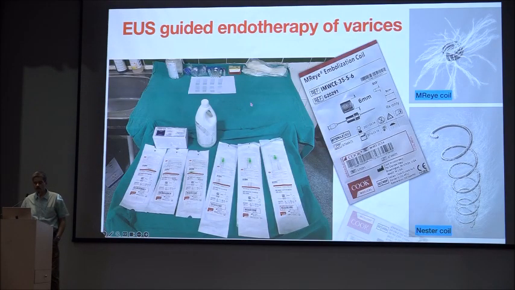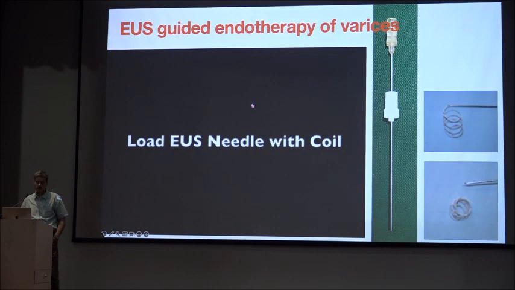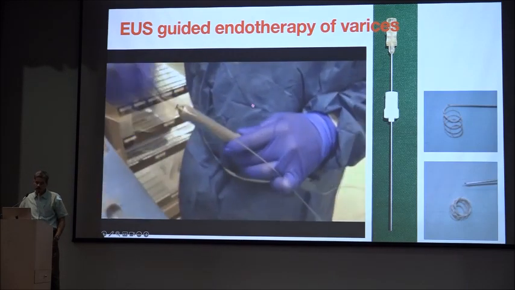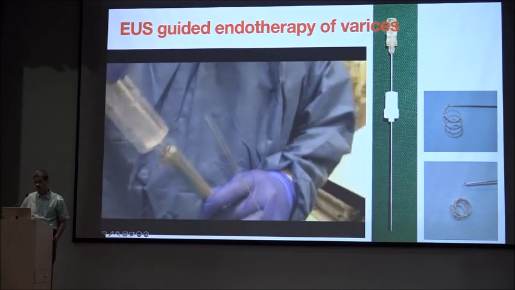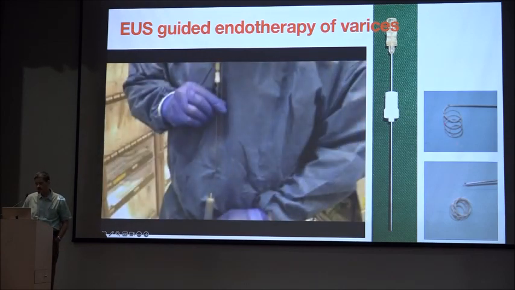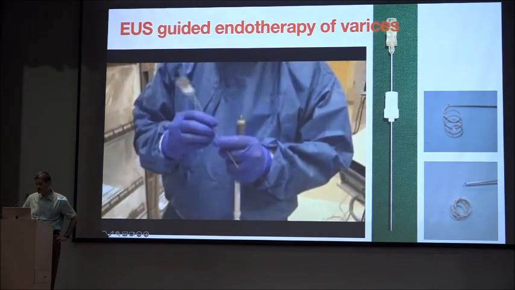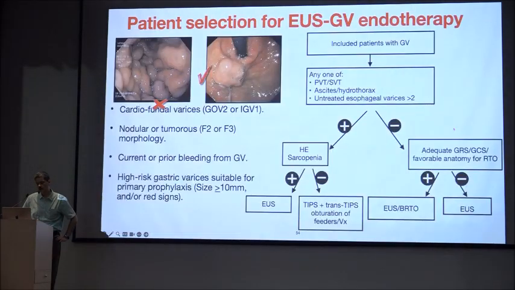We can also do EUS guided endotherapy of varices. This is a whole big topic. These are vascular coils which we have adapted from the interventional radiologists. These are made of inconel and nitinol, and these have radiating nylon fibers called wool coils, and they help to form coagulation. And this is my protocol for EUS gastric varices endotherapy.